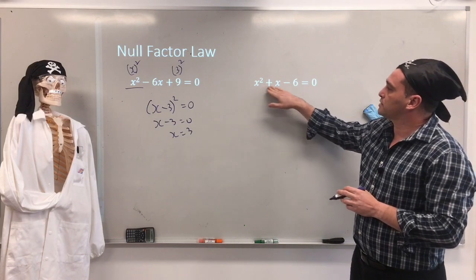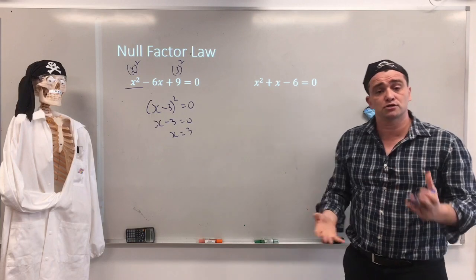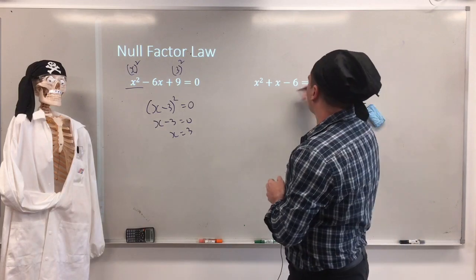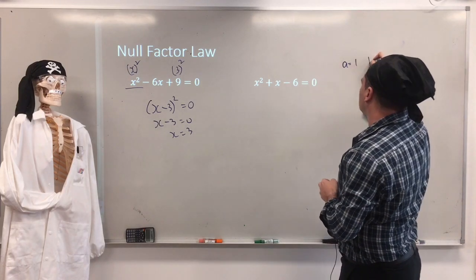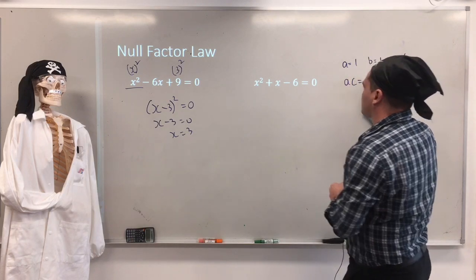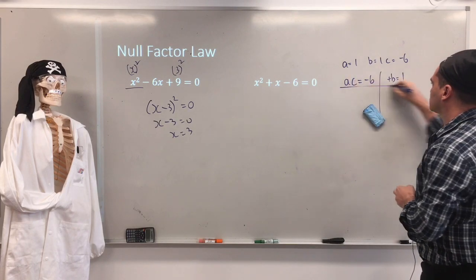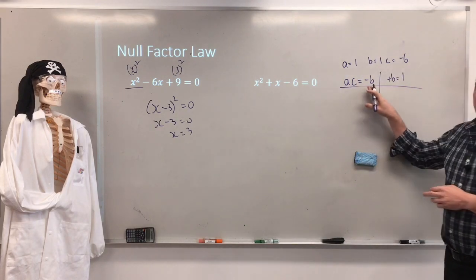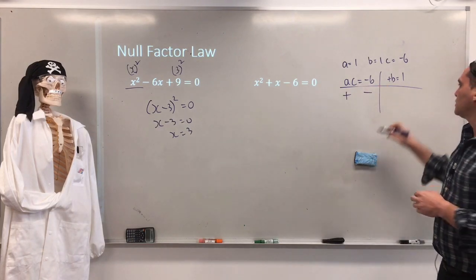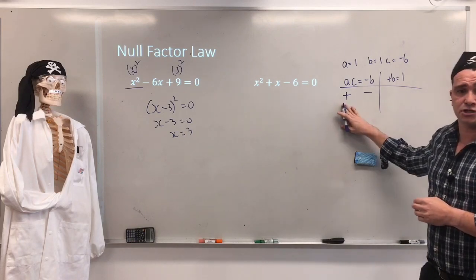What about over here? We've got x squared plus x minus 6. It's not a square number, so it's not going to be a perfect square. So we're going to have to look at splitting the middle term. Our a value is 1, b is 1, c is negative 6. AC is negative 6, and b is 1. We're going to multiply to a negative number, so we have to have a positive and a negative, and we're going to add to a positive number, so our bigger number is going to be positive.